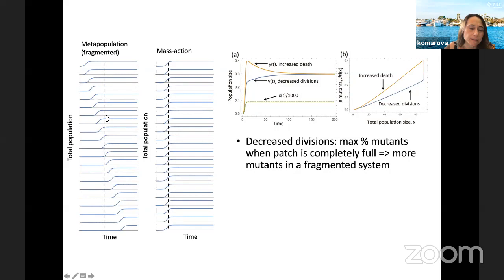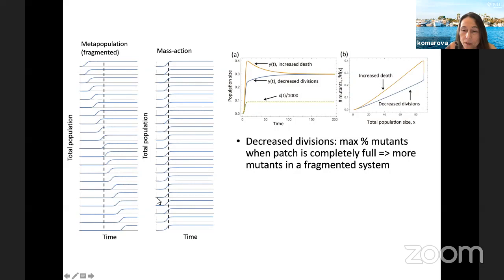And here, you can see that it looks different. In the mass action system, all the patches are kind of half full, right? They haven't reached saturation yet. And in the fragmented system, some patches are completely full and some are completely empty.